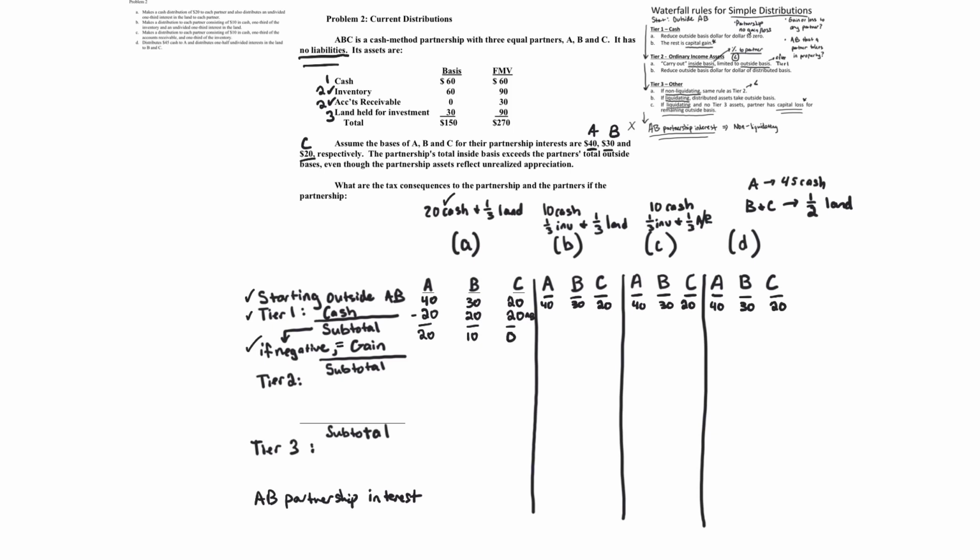Now, look at the next row. If negative, we have to have gain because you can't have negative basis. Are any of them negative up to this point? And the answer is no. So that means that there's no gain.